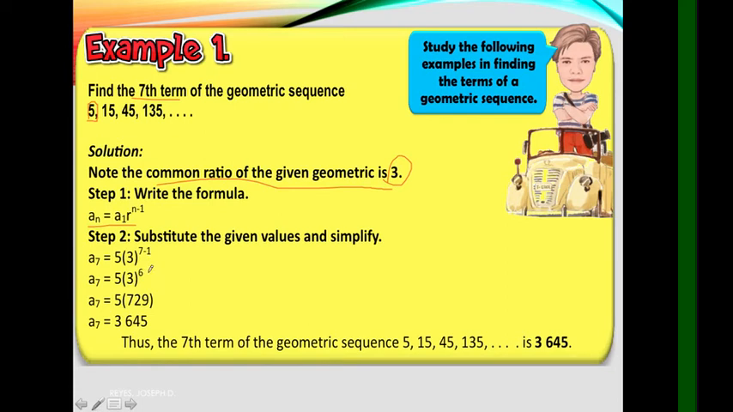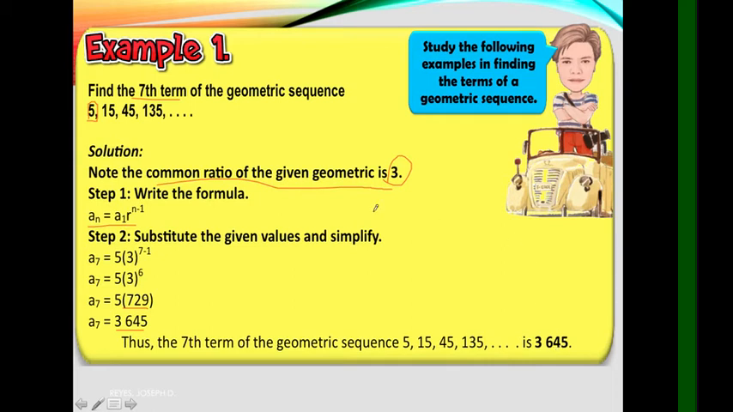3 raised to 6 is 729. And multiply it to 5, and that will become 3,645. Thus, the seventh term of the geometric sequence 5, 15, 45, 135 is equal to 3,645. So, ganun lang siya kadali.